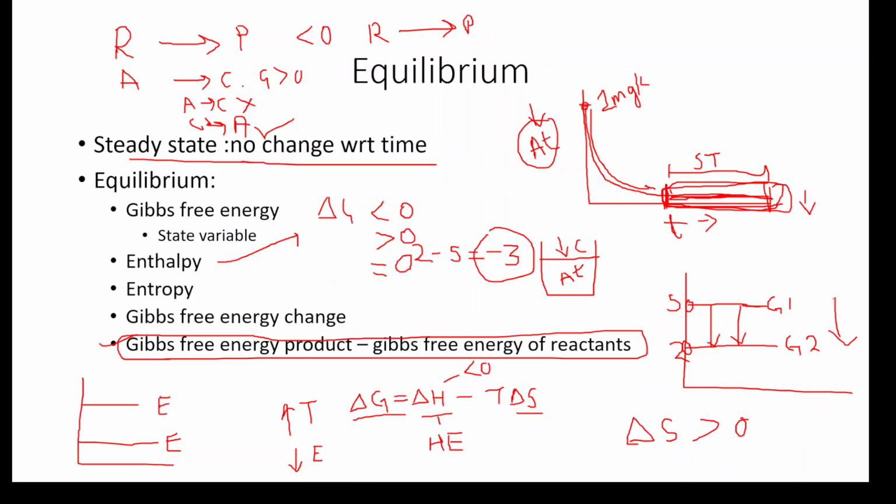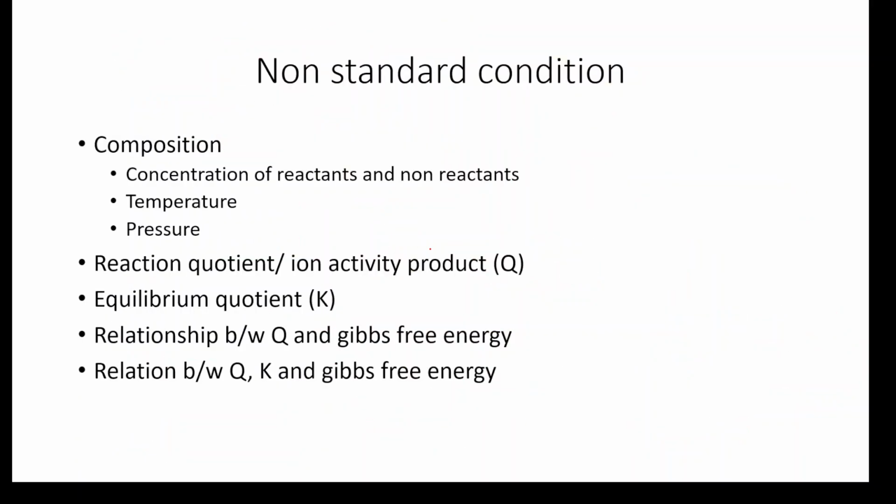Okay, if the Gibbs free energy is greater than 0. So if I write the reaction from A to C, Gibbs free energy greater than 0 means the reaction is not possible. But if I reverse the reaction, the sign of the Gibbs free energy will change, right? Gibbs free energy will become less than 0. So that is why the reaction from C to A will be possible. So if we reverse the reaction, the sign of Gibbs free energy will also change.